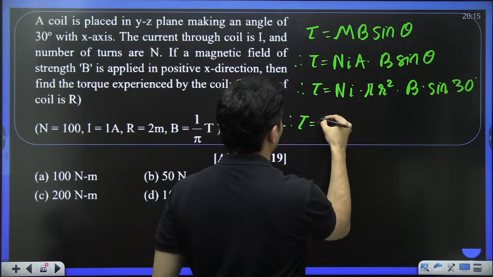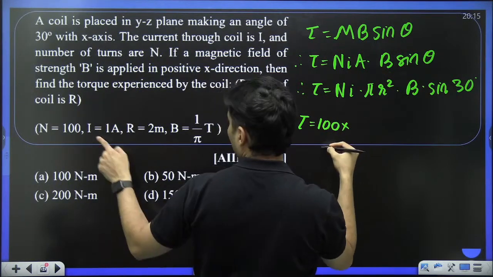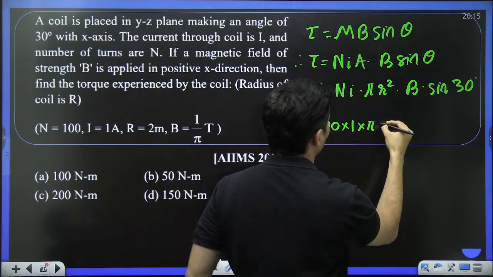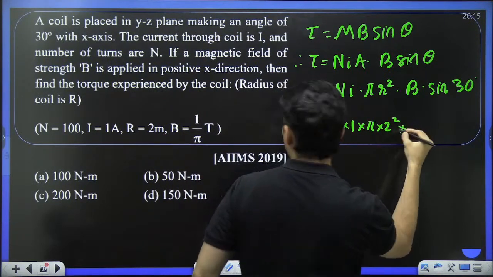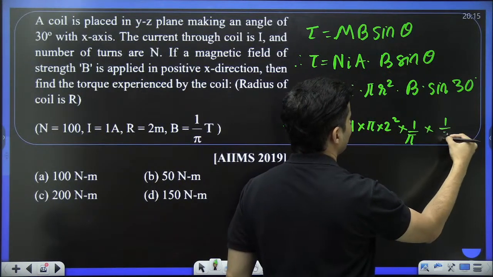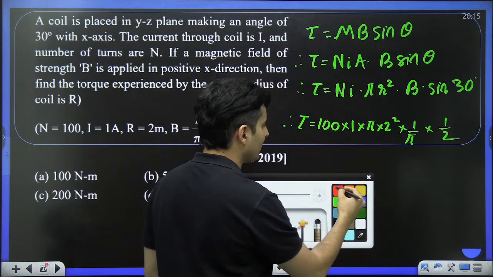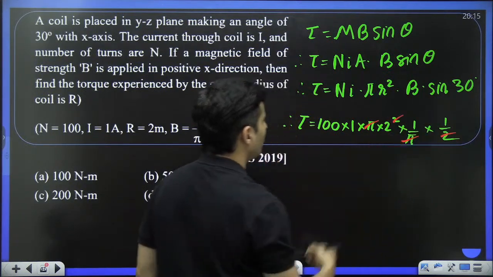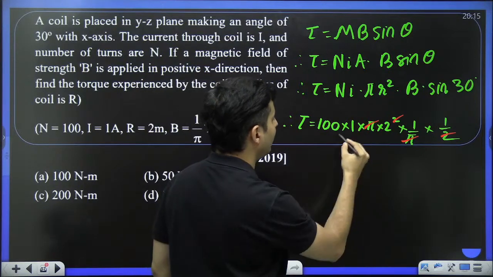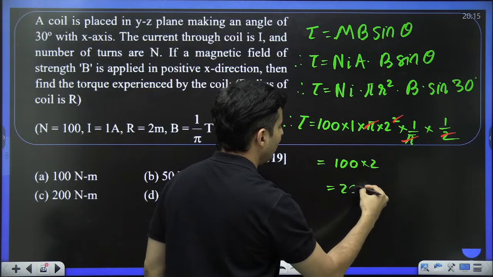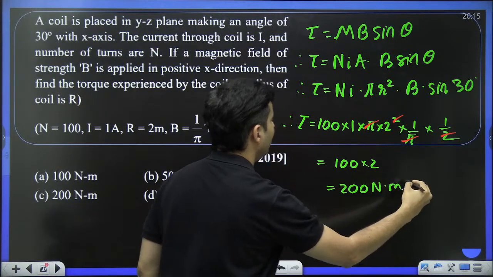So number of turns is 100, current is 1, pi is pi, radius is 2, so 2 squared, magnetic field is 1 by pi, and sine 30 is basically half. So many things will get cancelled. Pi got cancelled, this 2 and this 2 got cancelled. So I think 100 is there and 2 is there. So basically it will be 200 Newton meter.